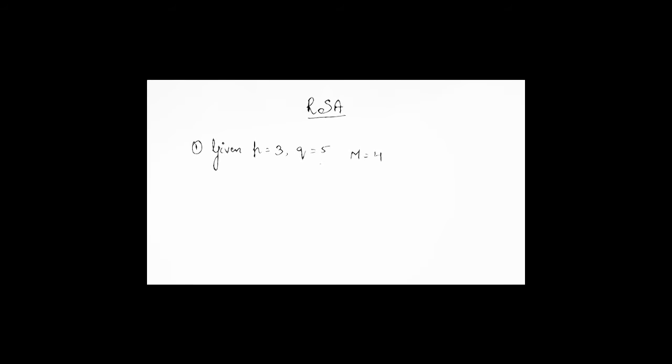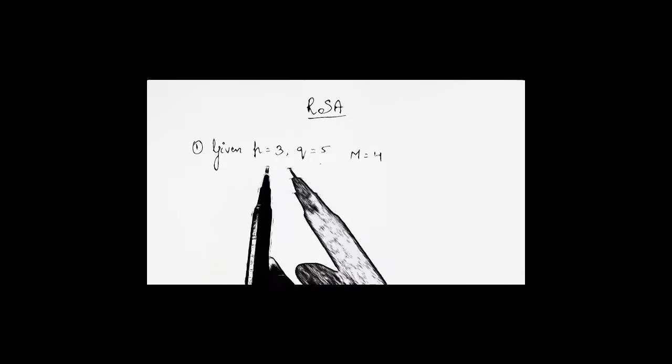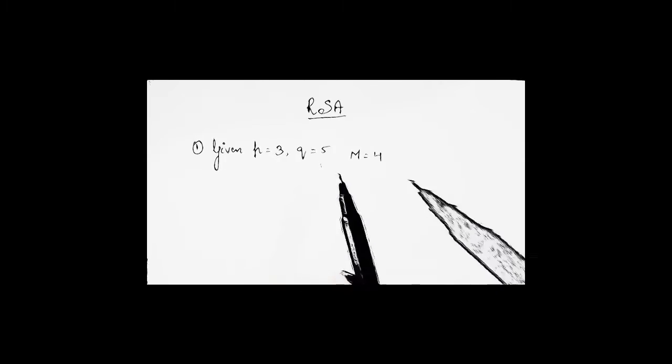Okay, let us take a simple question where P and Q are the prime numbers already given in the question and m is equal to 4 is the message to be encrypted. Now we'll go one by one following the steps of the algorithm and we'll see. This p is equal to 3 and q is equal to 5 is the first step which we have seen in the algorithm. Now let us go by the second step.